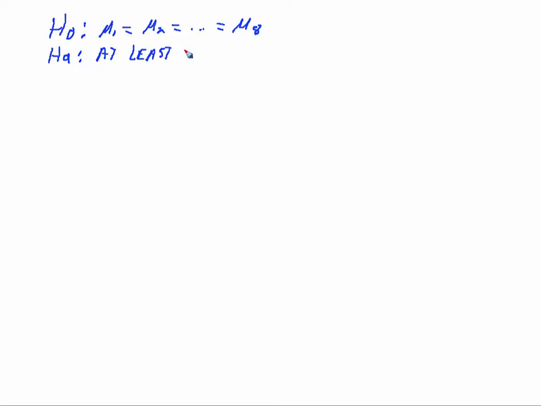So now the next thing they want us to do is to check our assumptions here. What are the conditions for ANOVA? You don't necessarily have to do them in any particular order, but you need to check all 3 of them, and the first is the condition of independence.